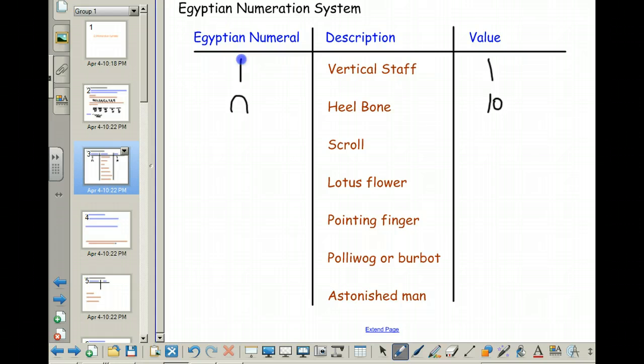A scroll is the next one. A scroll looks like this. Any idea what the scroll has a value of? Do you remember it? It's 100.